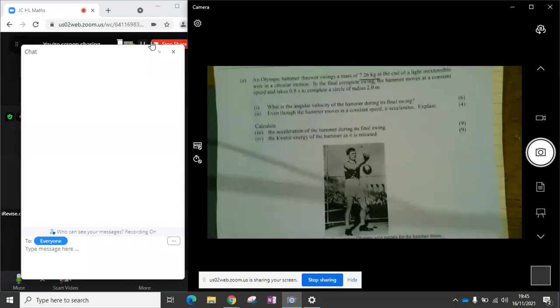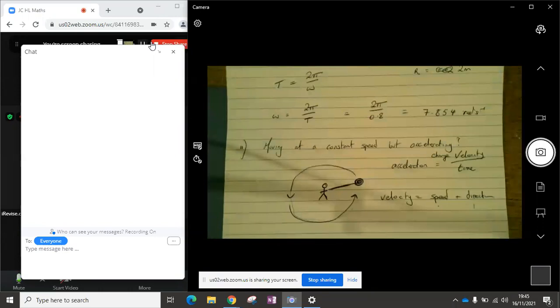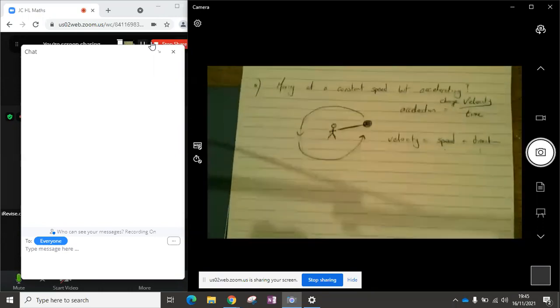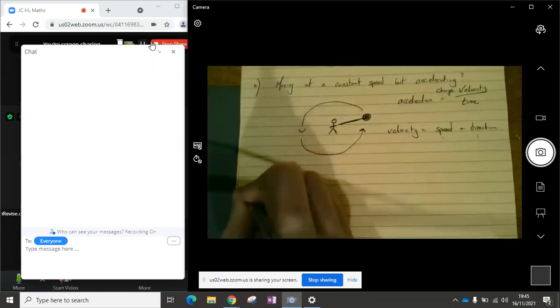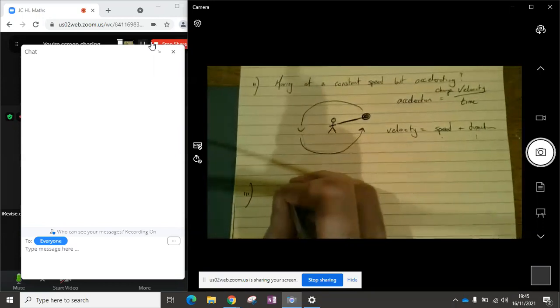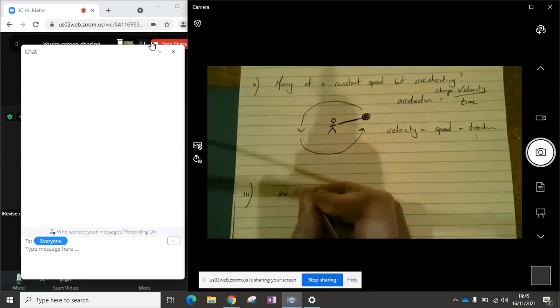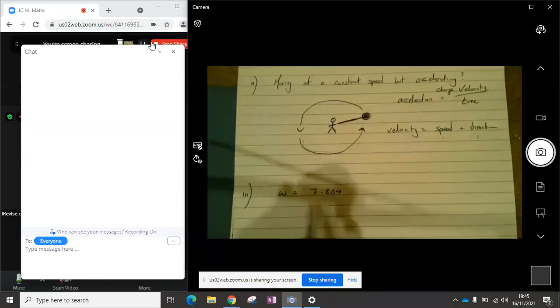Calculate the acceleration of the hammer during its final swing. In the first question we worked out its angular velocity in the final swing. This time we're trying to find its acceleration in the final swing. We already worked out omega was equal to 7.854. That was our angular velocity.